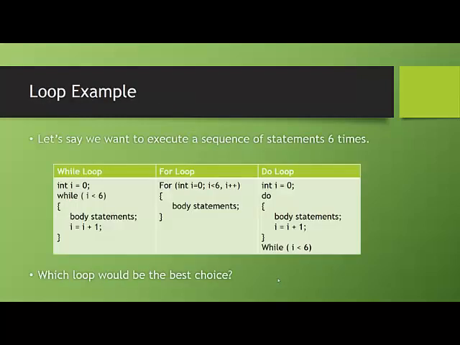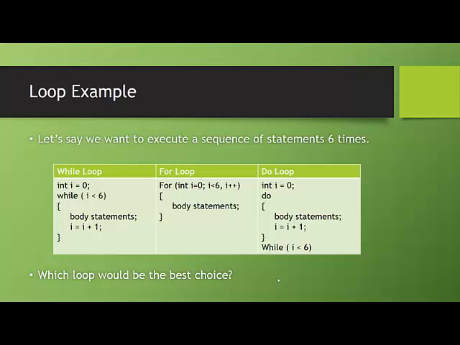Let's take a look at an example of looping. Let's say we want to execute a sequence of statements 6 times. In a while loop, we need to set an index value or a counter equal to 0 and then test whether that counter is less than 6. So in our statement here, while I is less than 6, as long as that is true, we're going to execute what is within the curly brackets.